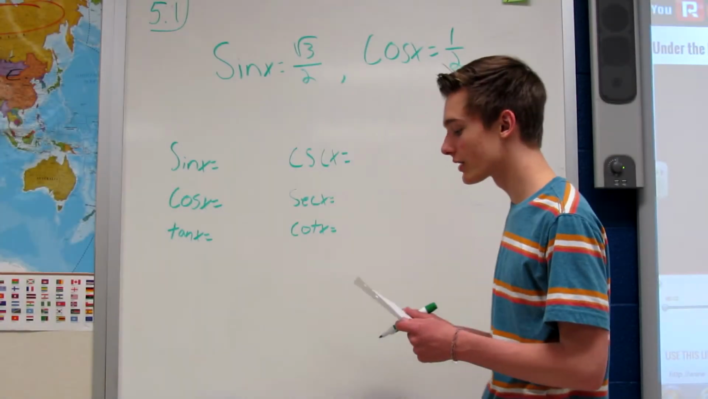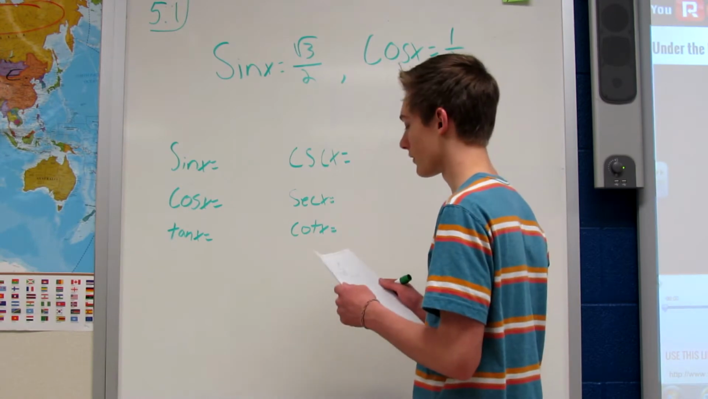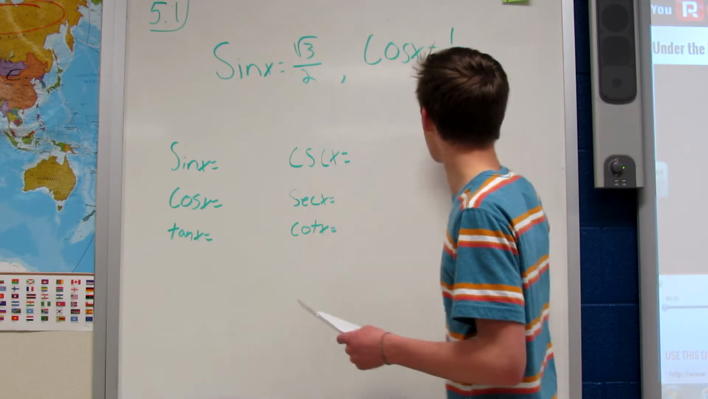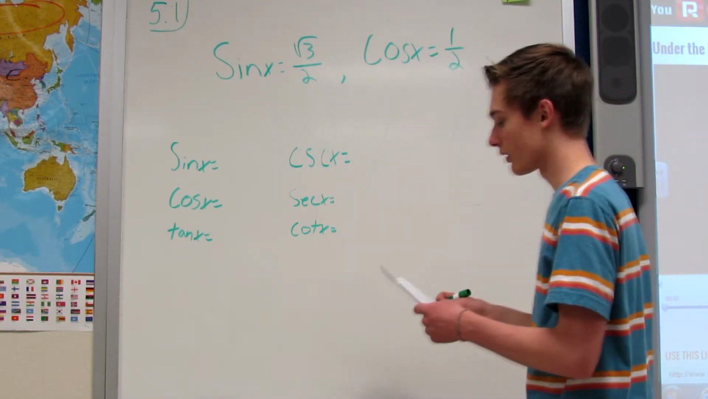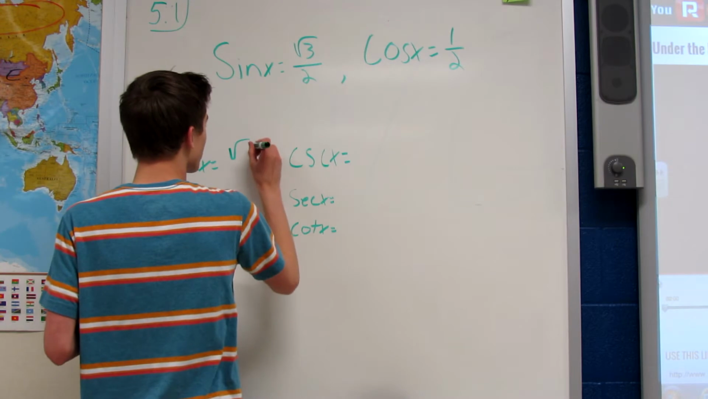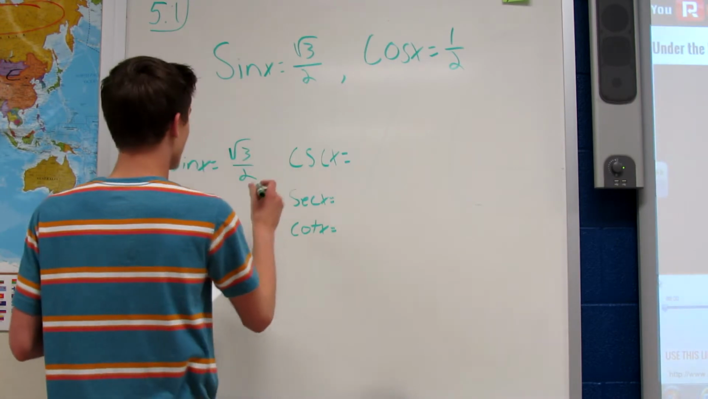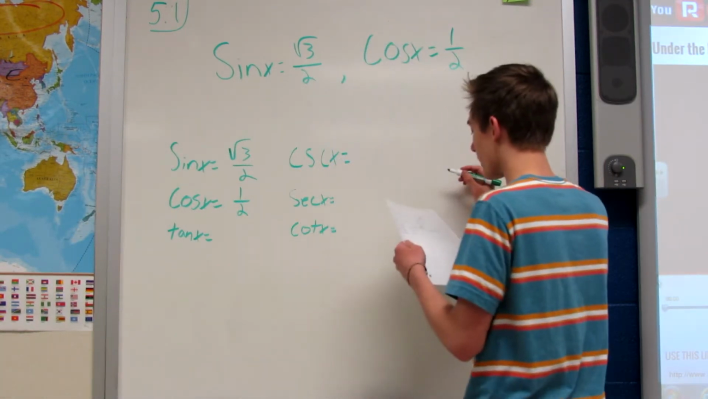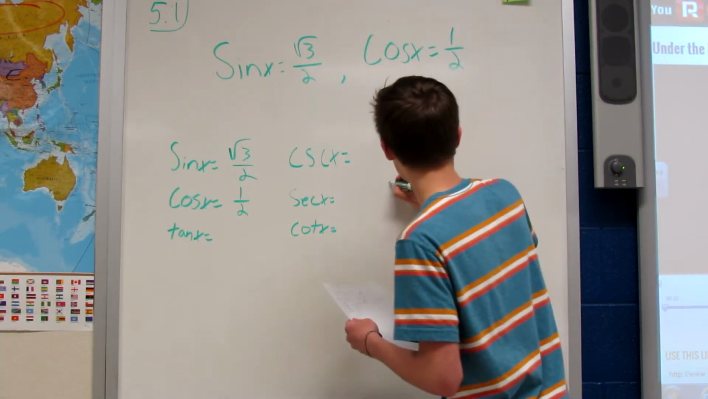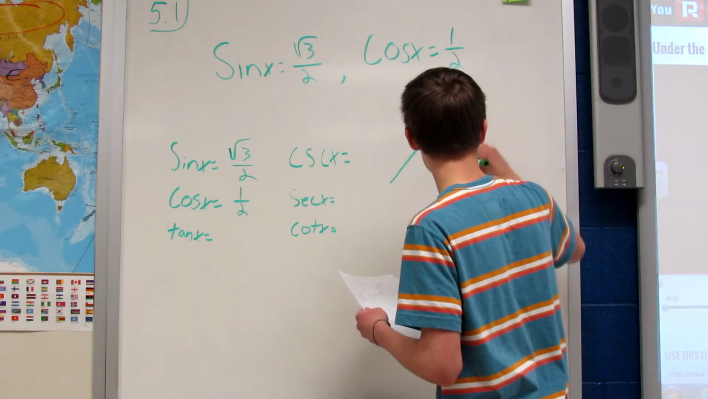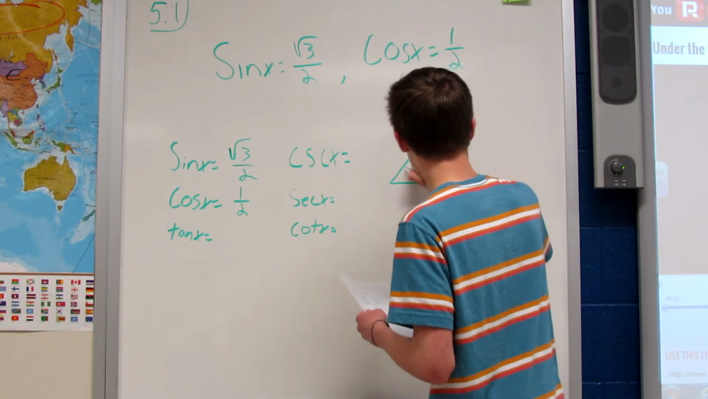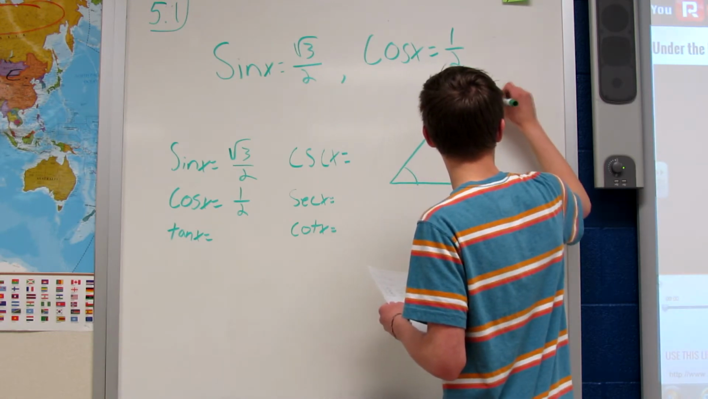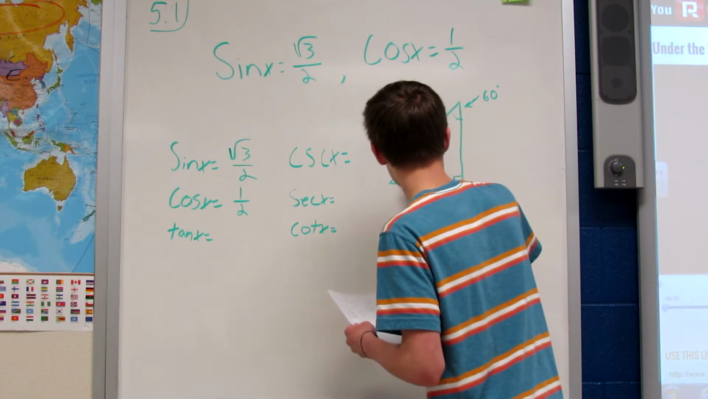Alright, today I'm going to show you how to use given values to evaluate all 6 trig functions. So, given is sine equals root 3 over 2 and cosine is 1 over 2. So I'm just going to fill in these two on a little chart that I'm going to do here. Alright, and I'm also going to draw a 30, 60, 90 triangle. And we're going to be looking at the angle that is 60 degrees.